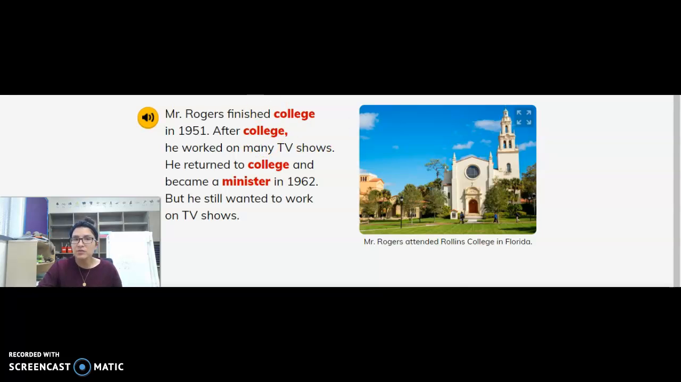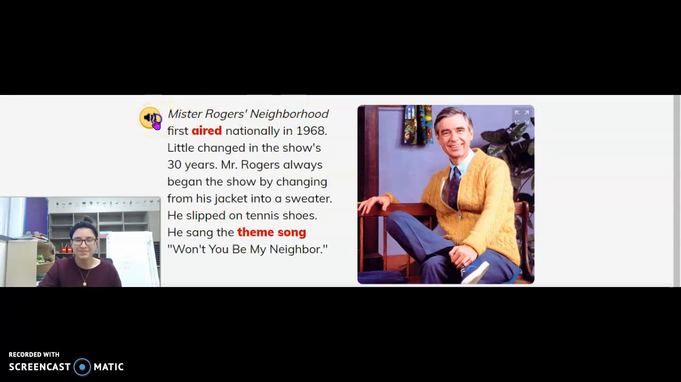Here is his life's work. Mr. Rogers' Neighborhood first aired nationally in 1968. Little changed in the show's 30 years. Mr. Rogers always began the show by changing from his jacket into a sweater. He slipped on tennis shoes. He sang the theme song, "Won't You Be My Neighbor?" Okay. So are you learning real information about a real person? Yes.